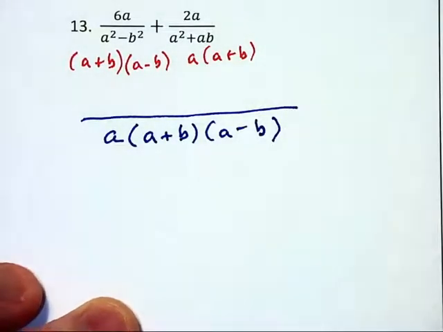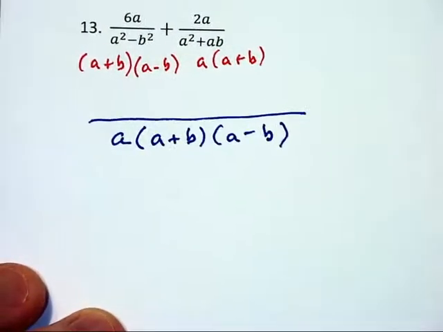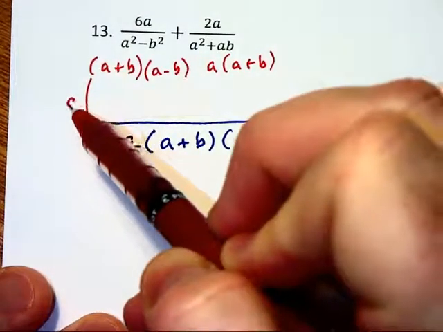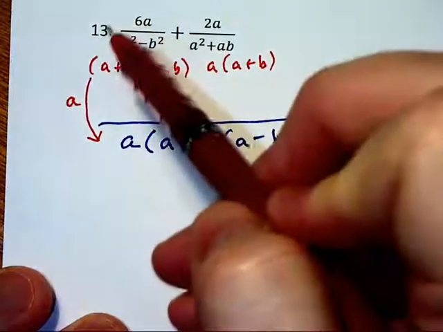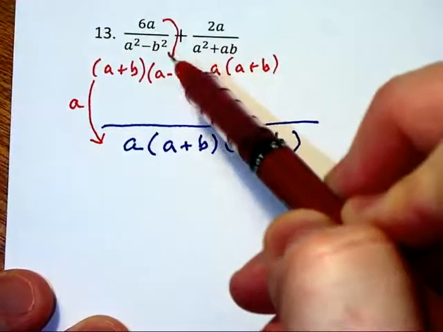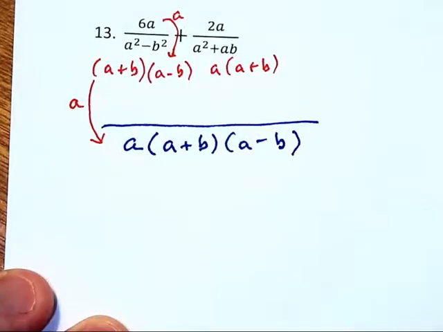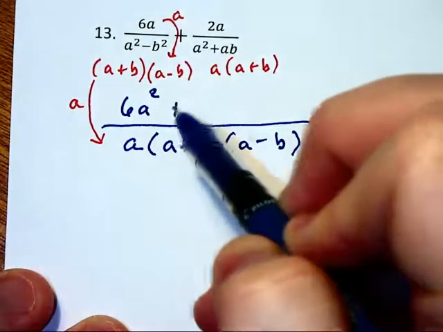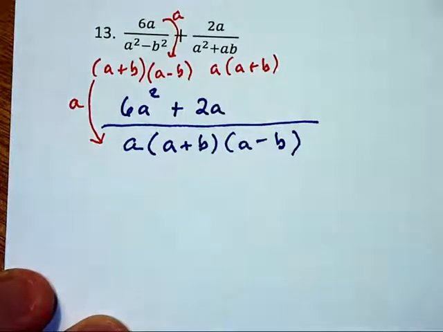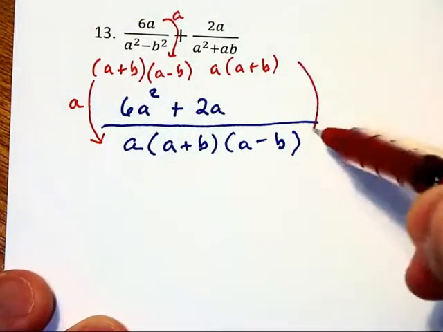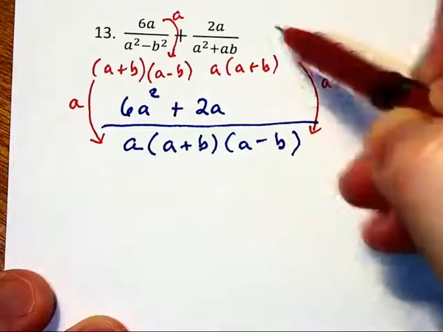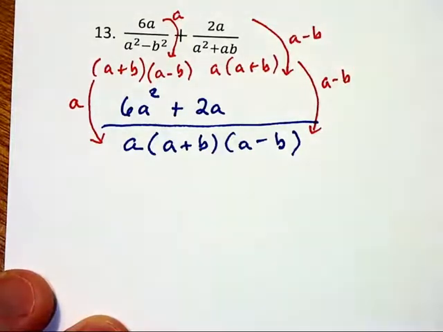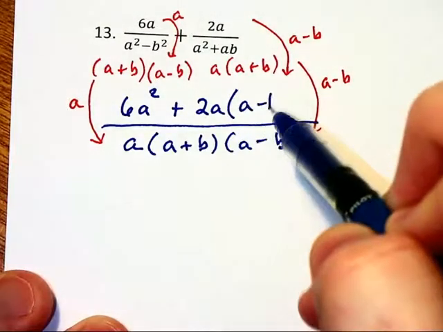Now I need to see how I have converted these fractions to these new denominators. This first denominator has changed by multiplying by a, so I need to multiply the 6a up above by an a also, and that will give me 6a squared. I then have plus 2a there already, and this second fraction is getting multiplied by a minus b down below, so we need to multiply by a minus b up above, and we now have a minus b.